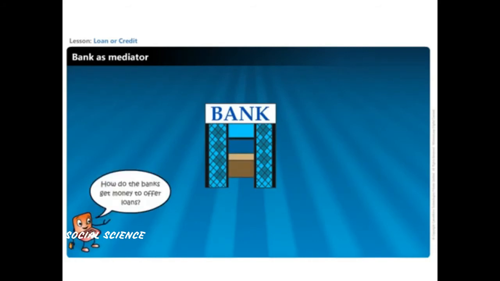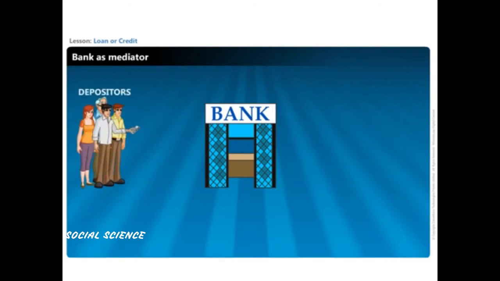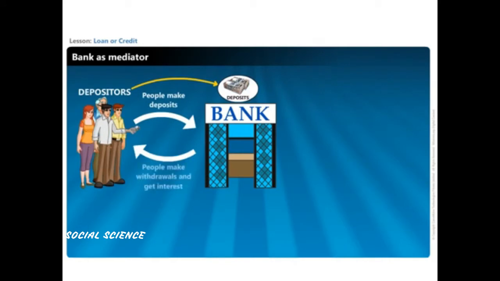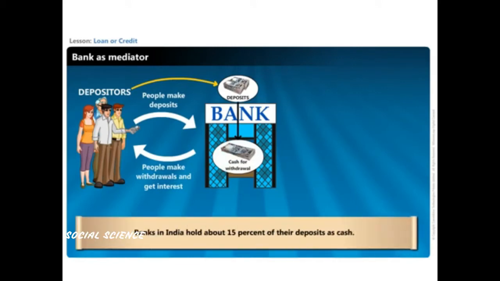How do the banks get money to offer loans? Banks receive lots of money from the depositors and offer loans at a rate of interest. Banks keep only a small proportion of their deposits as cash with themselves at a particular time. Usually, banks in India hold about 15% of their deposits as cash. This is kept for paying the depositors who might come to withdraw money from the bank any time.